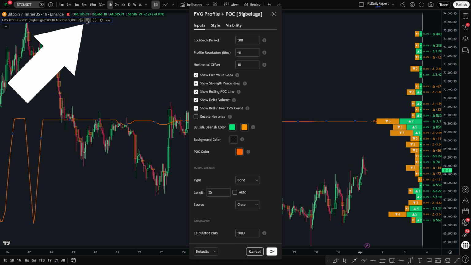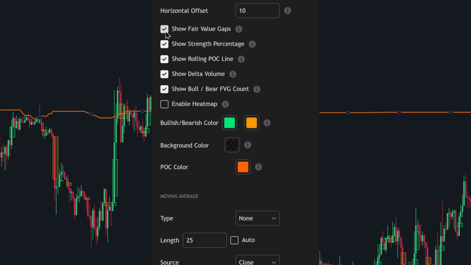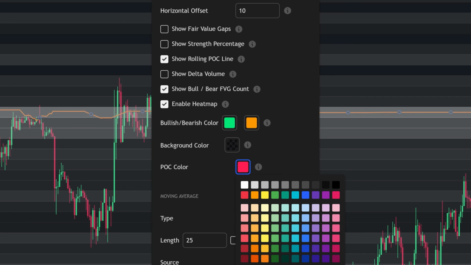Now, go to the indicator settings. Once you are inside the settings, ensure Show Fair Value Gap is turned off. Ensure Show Strength Percentage is turned off. You can also turn off Delta Volume, and make sure to enable Heat Map. For the POC color, change it from orange to red.